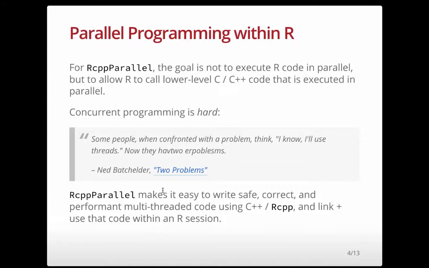For those of you who haven't done much of this kind of lower-level parallel or concurrent programming, unfortunately it's quite hard, and this is a silly quote from a fellow named Ned Batchelder. "Some people, when confronted with a problem, think, I know, I'll use threads. Now they have 2 problems." The idea being, if you have multiple threads or multiple processes trying to write to standard output, you can get this weird interleaving of output where the stuff you get back is totally garbled. That's a common theme in parallel computing or concurrent programming.